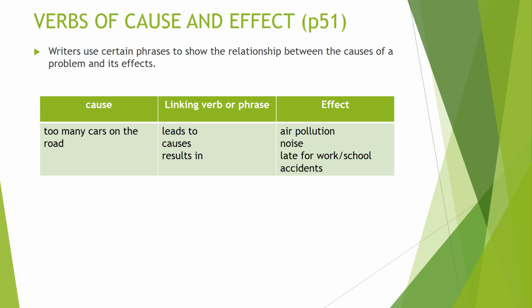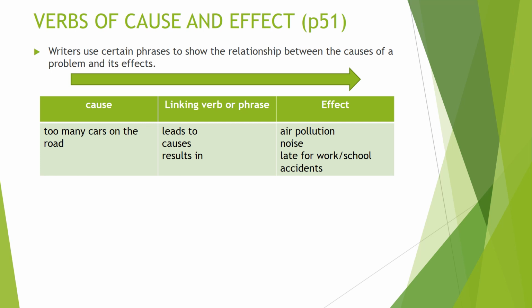So examples: too many cars on the road leads to air pollution. Too many cars on the road causes noise. Or too many cars on the road results in people being late for work and school. I had to change the sentence slightly there. Too many cars on the road results in people being late for work and school. Too many cars on the road results in car accidents. So the direction here is we're starting with the cause and we're moving to the effect.